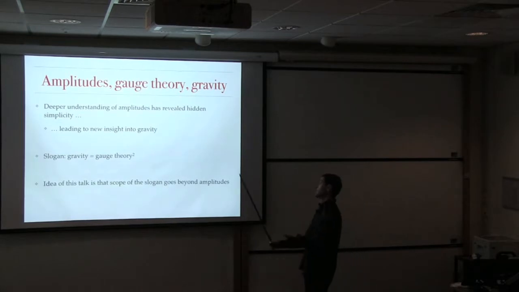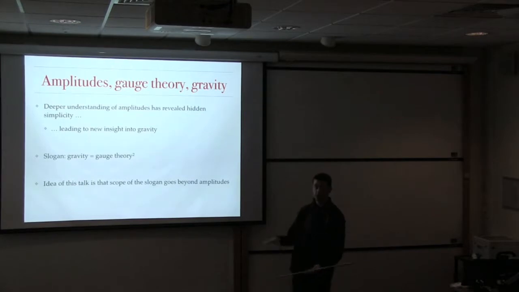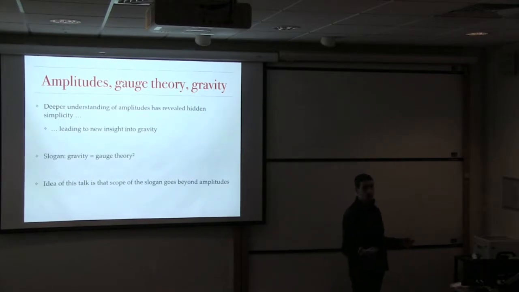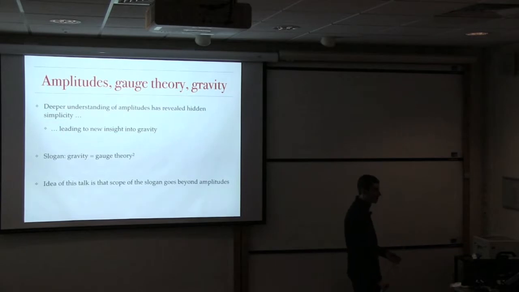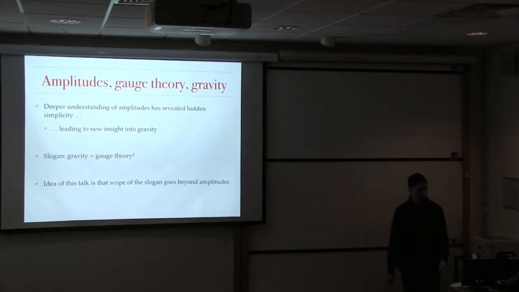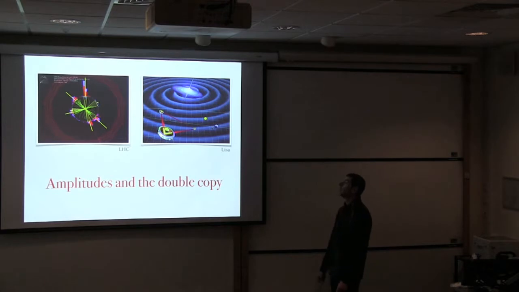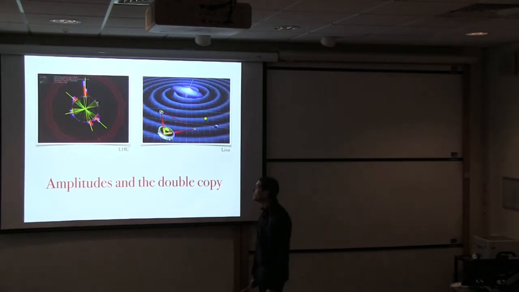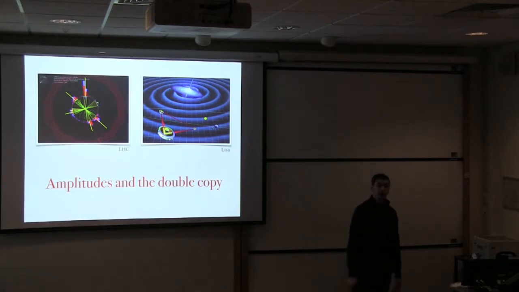Now the main argument of this talk is that the domain of validity of this slogan is larger than just the world of amplitudes, so that there are actual solutions of the field equations of gravity which are squares of subsets of solutions of field equations of gauge theory. Okay, so let me start with some background about amplitudes and the squaring relationship between gauge theory and gravity. In principle, the idea is that there's some relationship between a picture like this, which is a picture of jet production at the LHC, and some wave production processes in space-time.